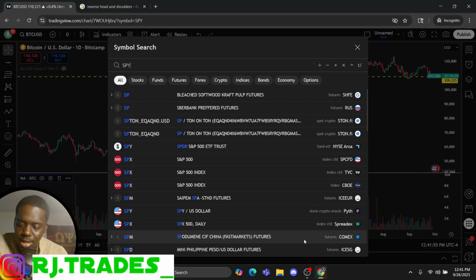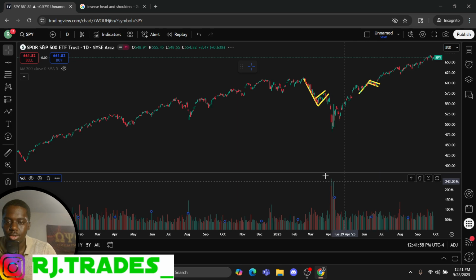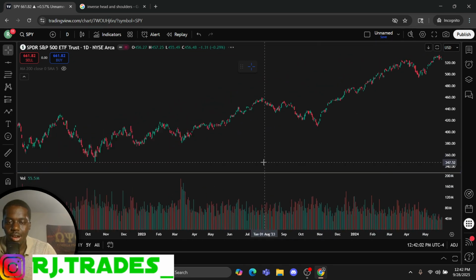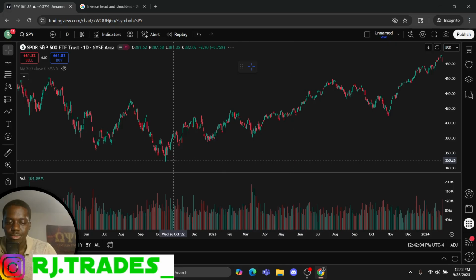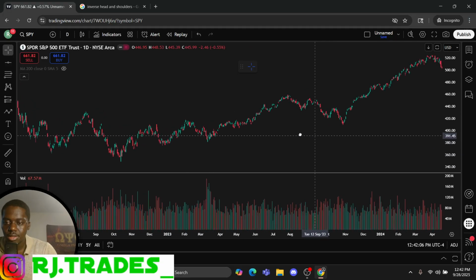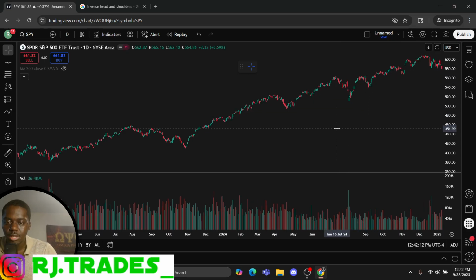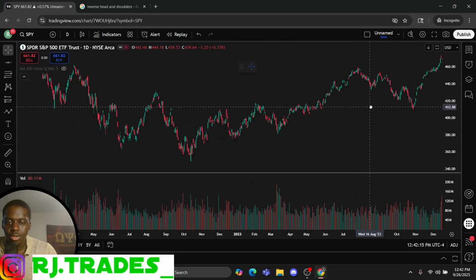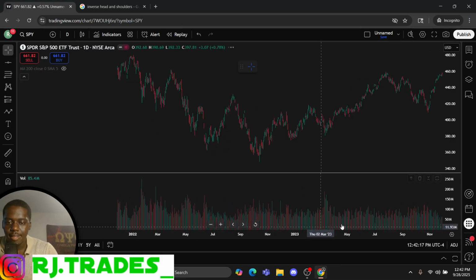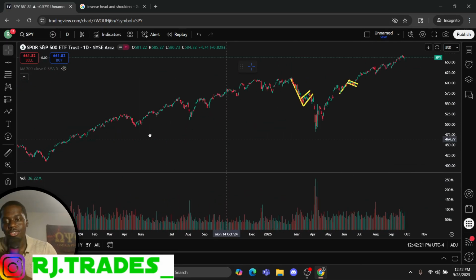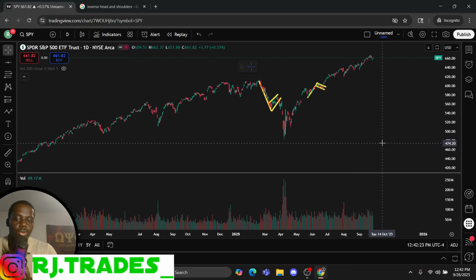SPY actually had an inverse head and shoulders. This was a couple years ago. I don't even remember where it was. It was in like 2022 or 2023. Yeah, this was some time ago. I don't remember where to find it right now. But that's your inverse head and shoulders, okay?